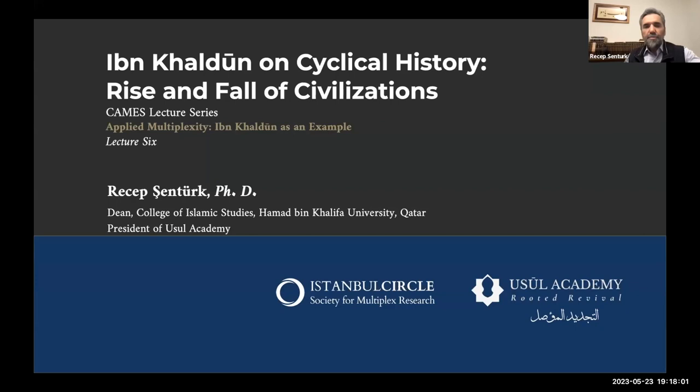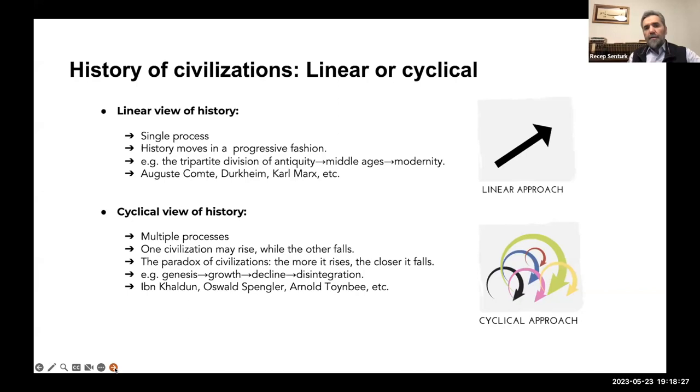Today we will be talking about Ibn Khaldun on cyclical history, rise and fall of civilizations. This is the sixth lecture in a series about applied multiplexity, Ibn Khaldun as an example. In the title of the lecture, I have mentioned that this lecture is about the cyclical understanding of history.